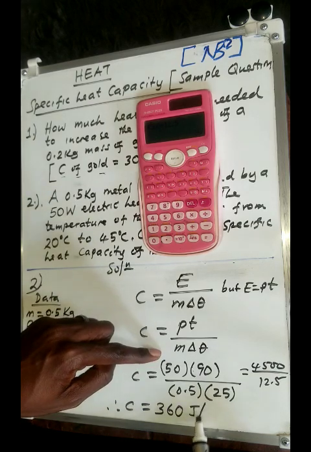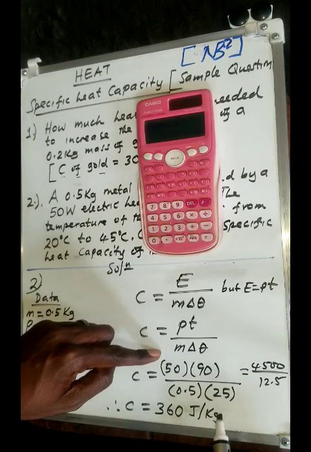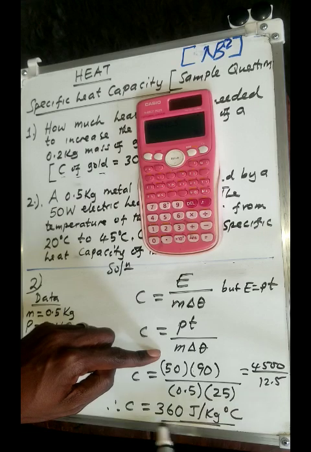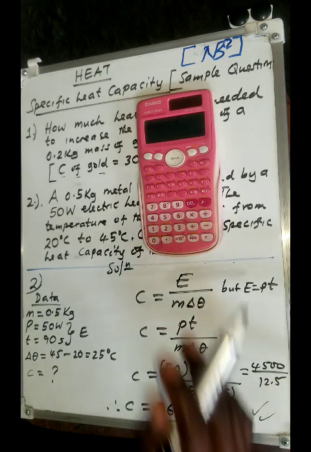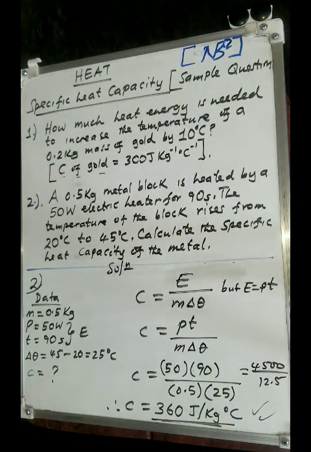And on top, remember, energy is in joules, that one was in kg, and that one was in degrees Celsius. So it is 360 joule per kg degrees Celsius. That is the specific heat capacity of the metal.